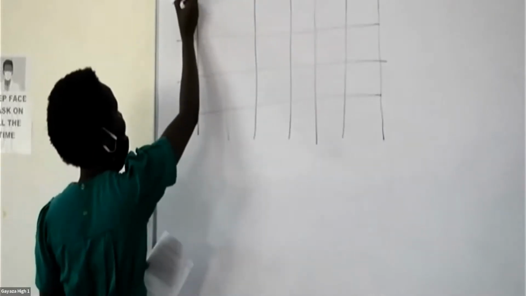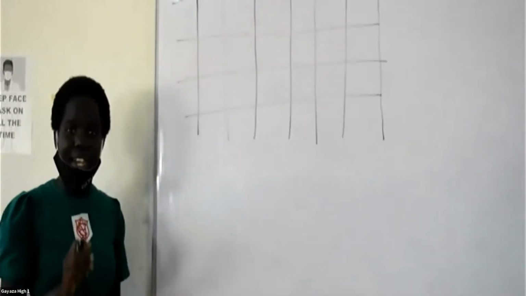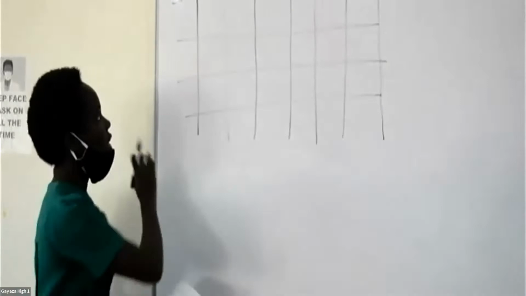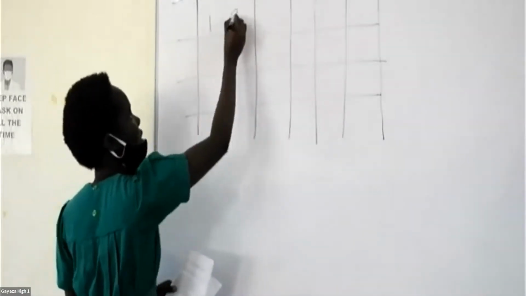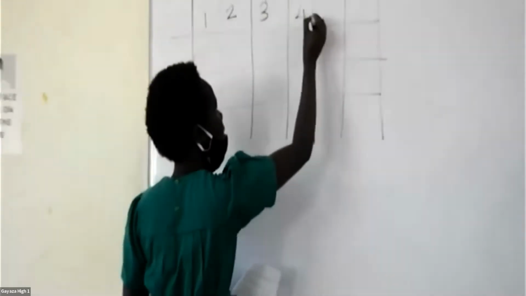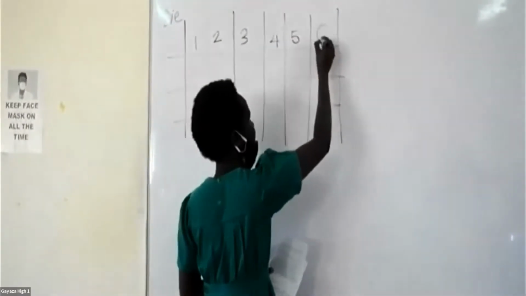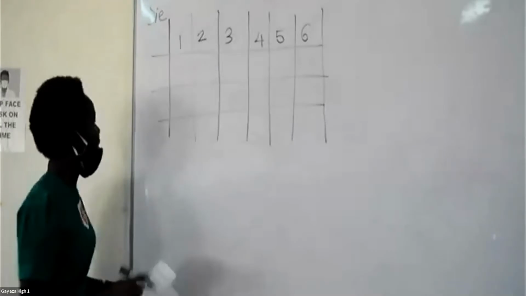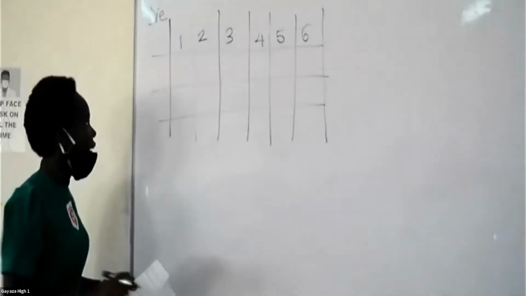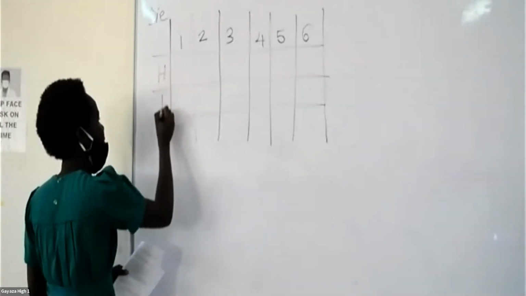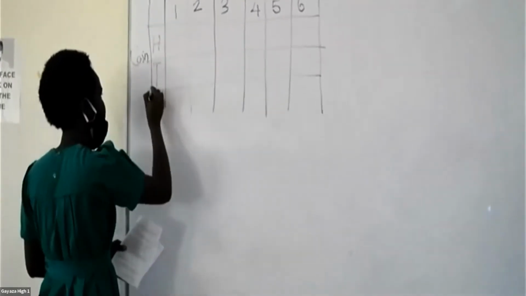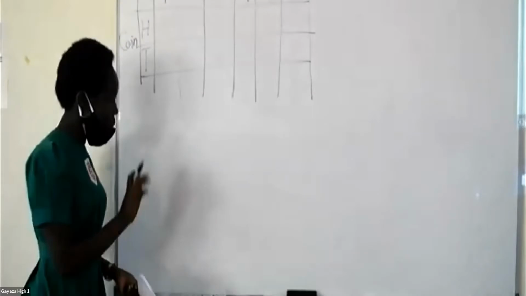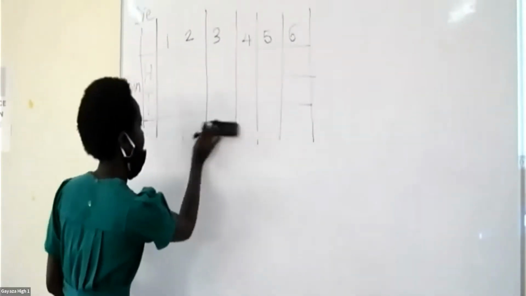And we all know that a die has 6 faces. We shall write the faces of a die on the horizontal part of the table, like this. And those of the coin, since it has 2 faces, a head and a tail, we write vertically. So our table looks like this.